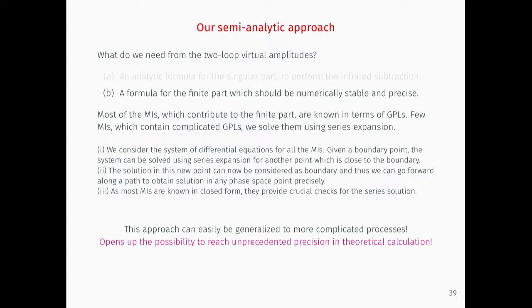So if we want a value at some xyz point, we go there, we perform a series expansion, and solve it. You understand that if you have a series expansion up to any order, you can get precision up to any order. That's why it is so beautiful. The good thing about this approach is that it can easily be generalized to more complicated processes, for processes which involve functions which we do not even understand well, like elliptic polylogs. For each phase space point, we can evaluate this series, and we have a very precise result, which is our ultimate goal. So this opens up the possibility to reach very good accuracy in theoretical calculation.